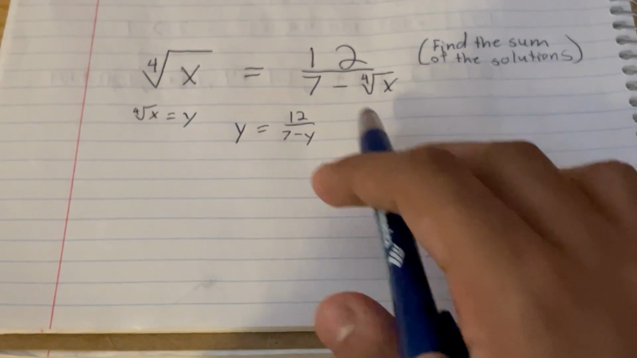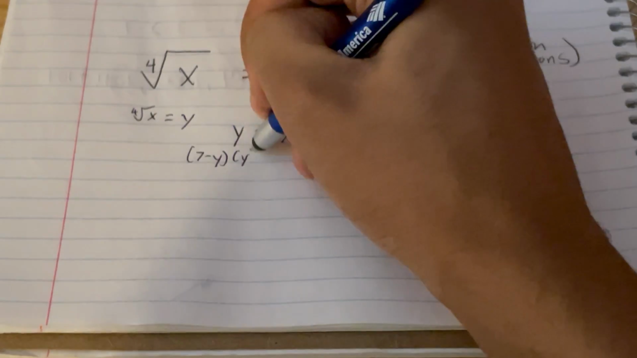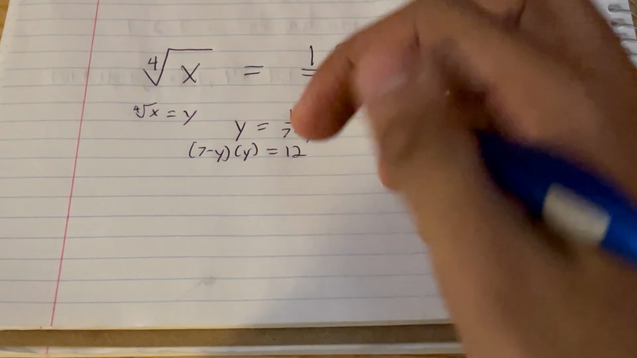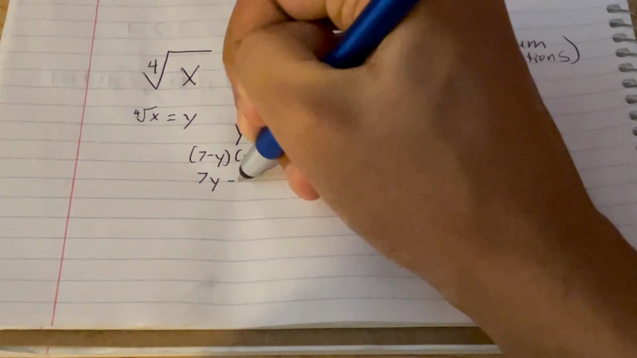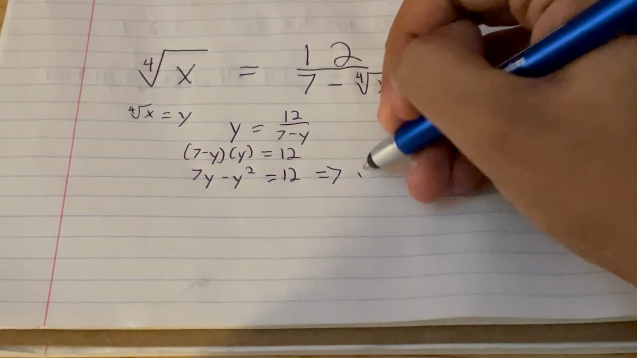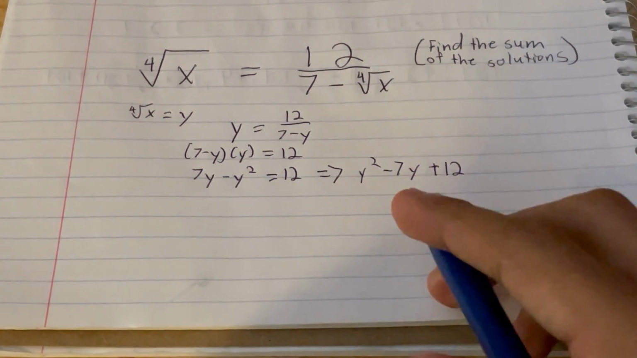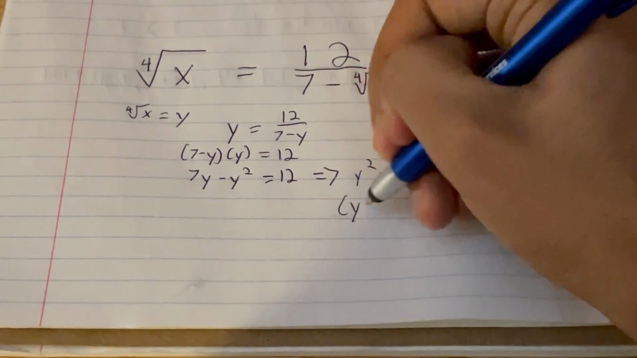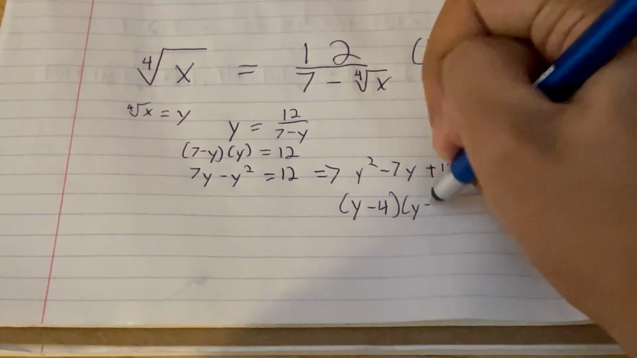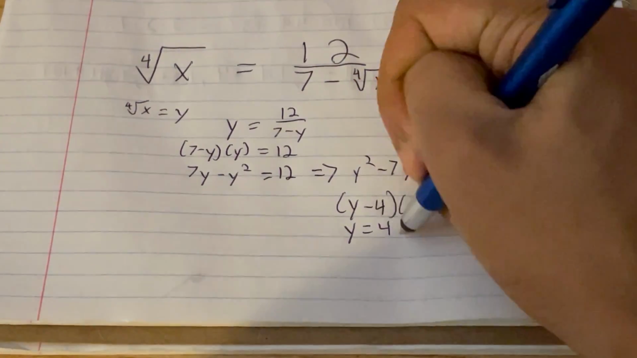So let's multiply 7 minus y on both sides. We have 7 minus y times y equals 12. And now it's just a simple quadratic equation that we have to solve. We have 7y minus y squared equals 12. Bring everything on one side. We have y squared minus 7y plus 12 equals 0. We can factor this into y minus 4 times y minus 3 equals 0. And finally get the answers of y equals 4 and 3.